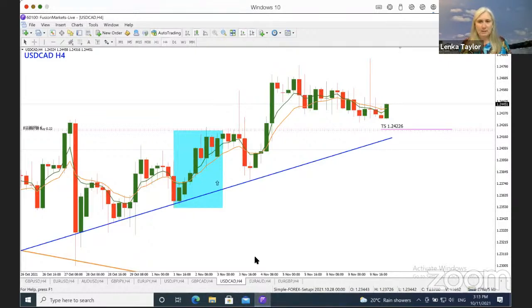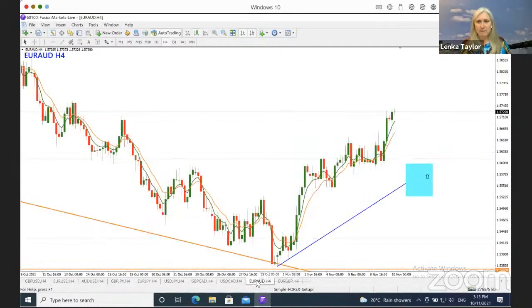Okay, the next currency pair I'm going to look at is Euro AUD. And Euro AUD, I'm looking at long.